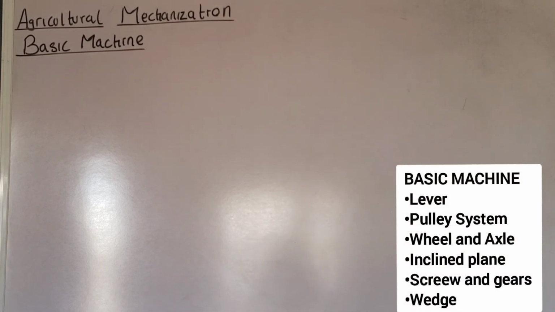Now there are 6 basic machines that we're going to talk about in this class. The first basic machine is the lever. The second is the pulley system. The third is the wheel and axle. The fourth is the inclined plane. The fifth is the screw and gears, and the sixth is the wedge.